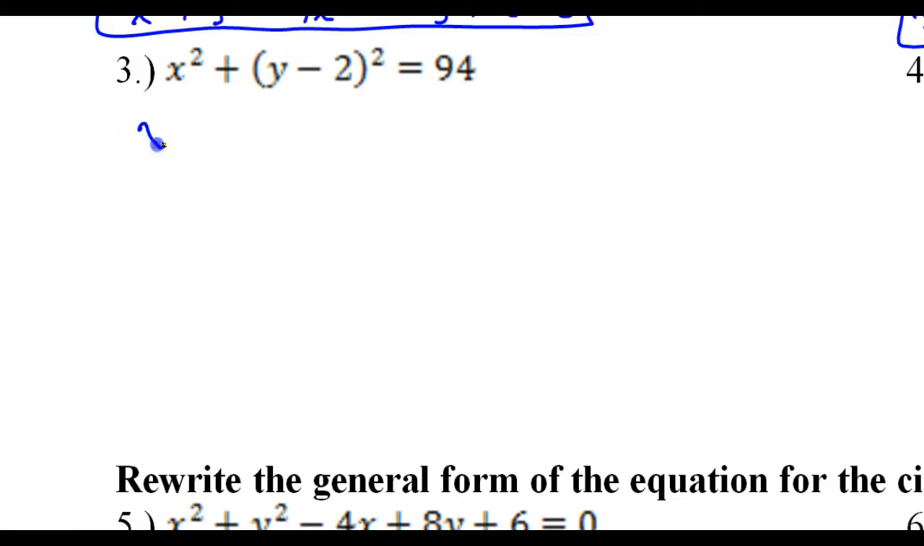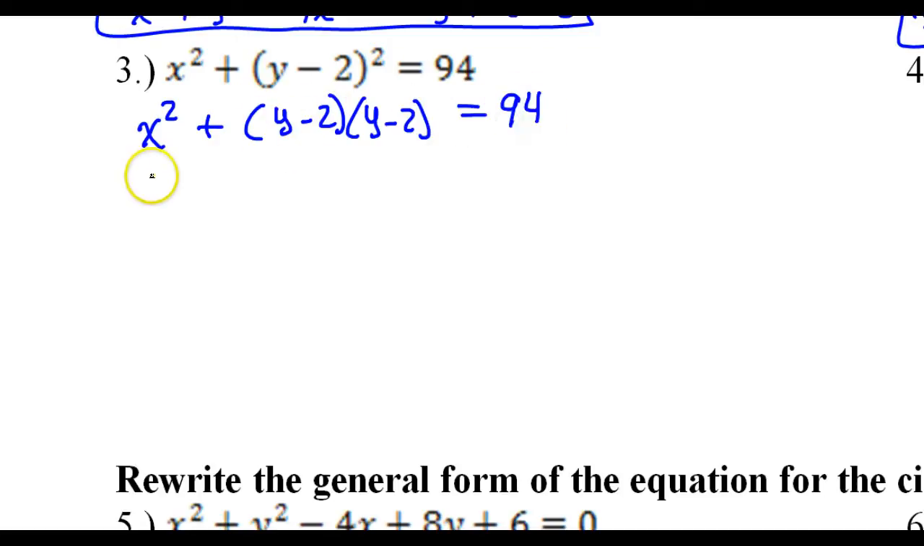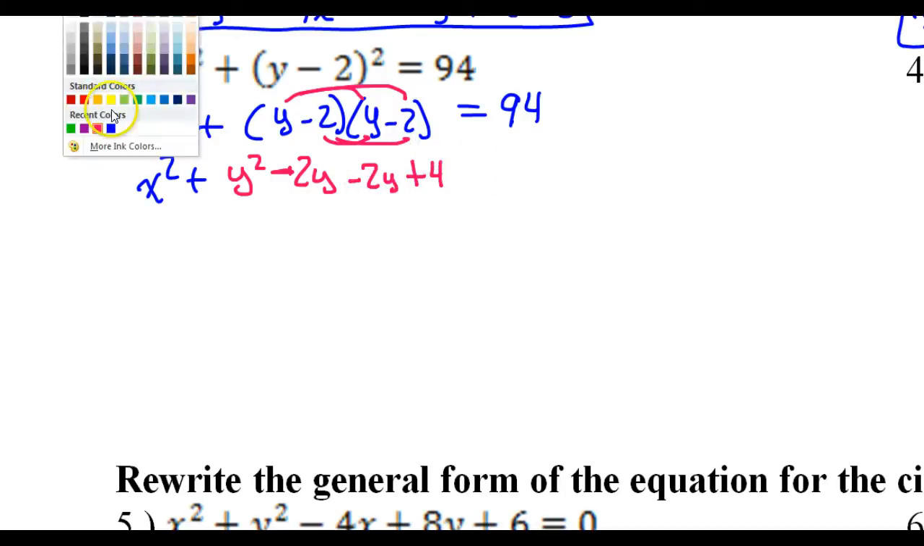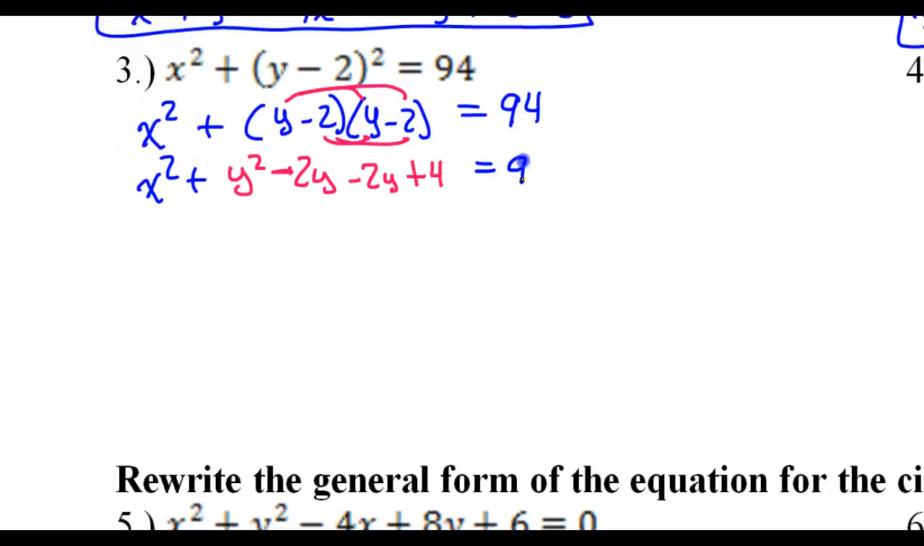All right, for number 3, we've got x squared, and then we have (y minus 2) squared, so that's (y minus 2) times (y minus 2) is equal to 94. We're going to have to do some distributive property here, so I've got x squared plus, all right, and then the y distributes, so that'll be y squared minus 2y. And then the negative 2 distributes, so that'll be negative 2y plus 4. And then that's equal to 94.